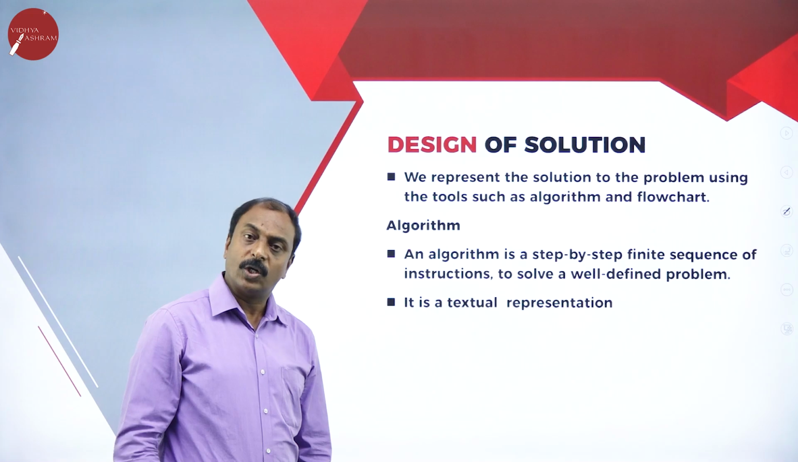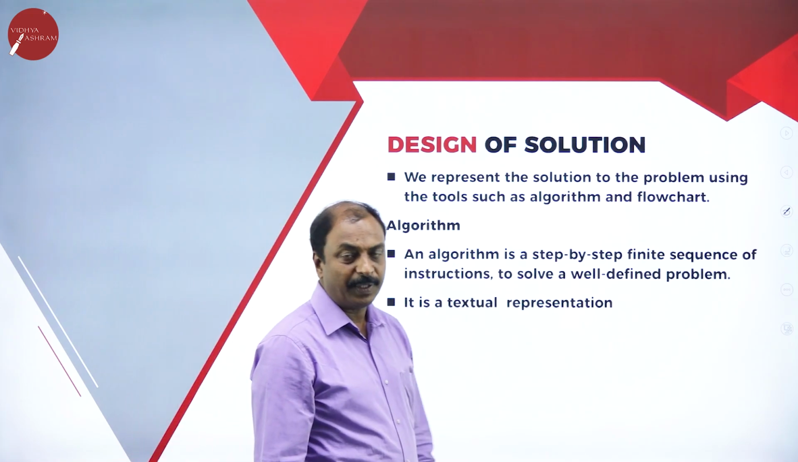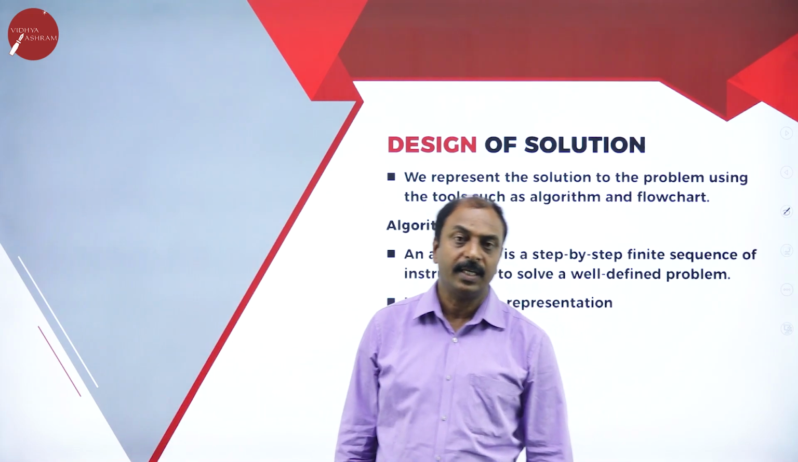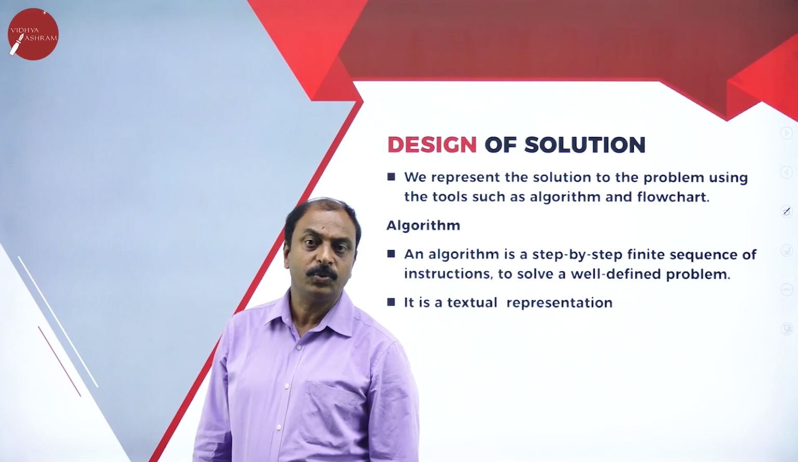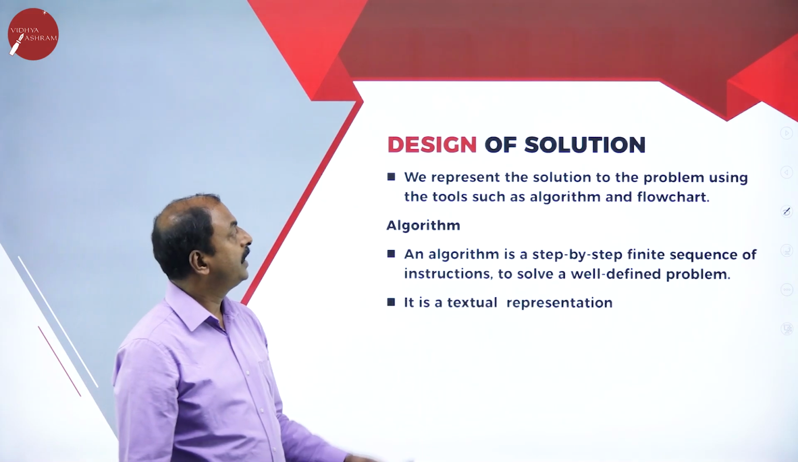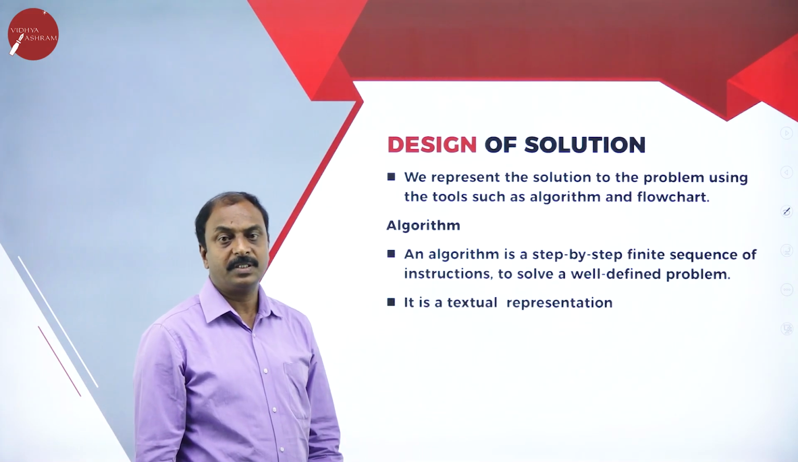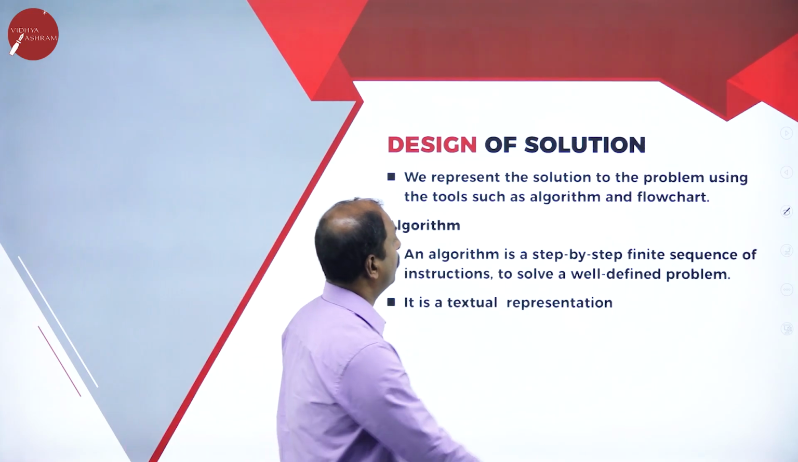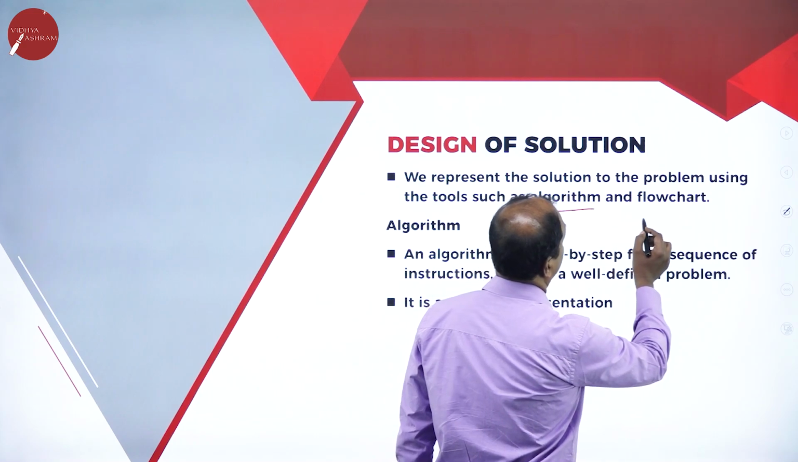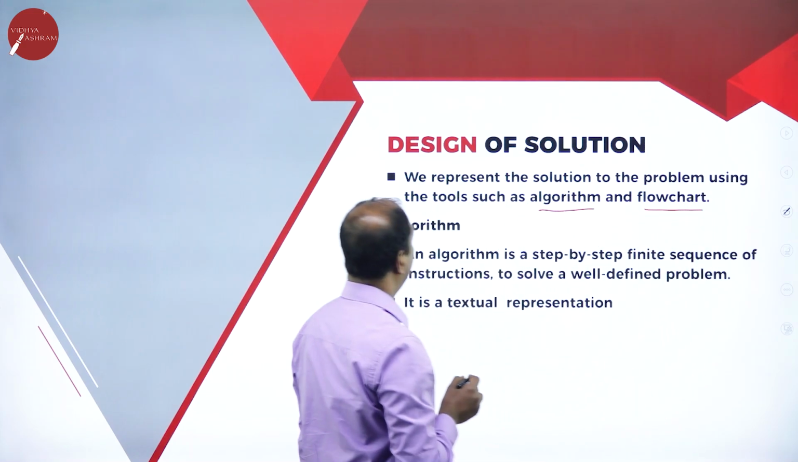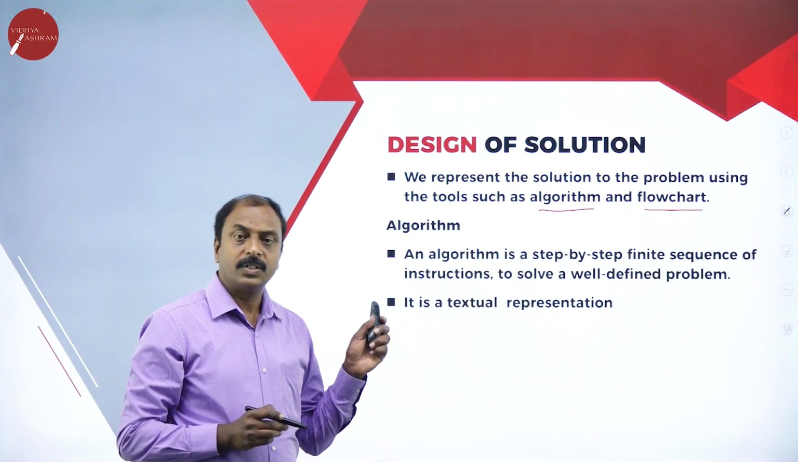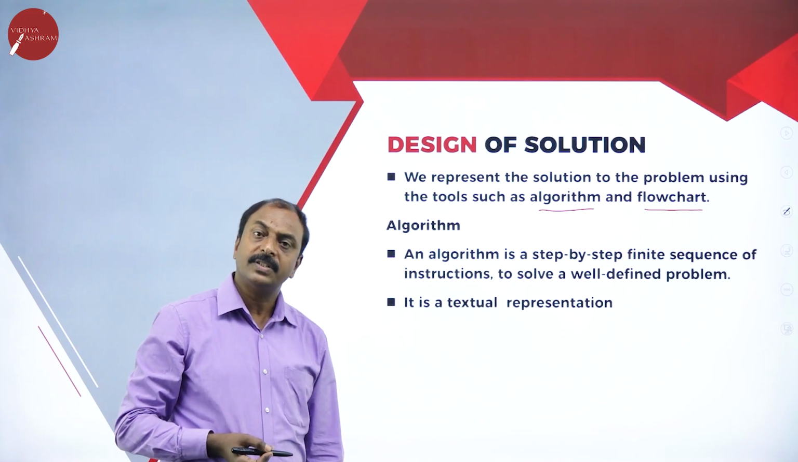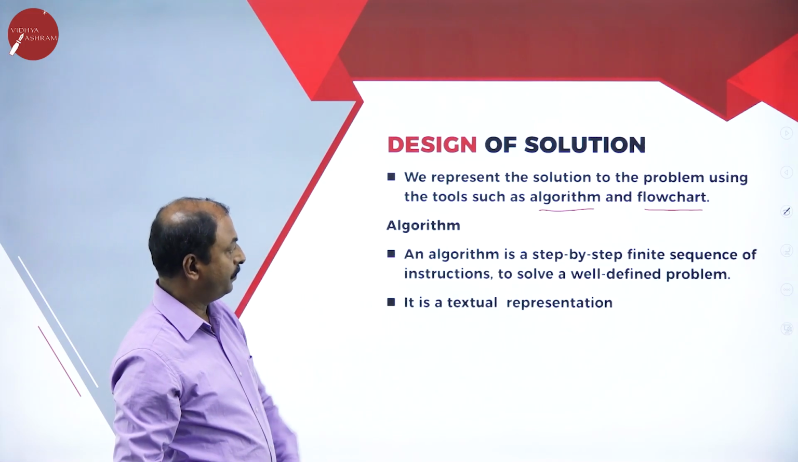Because, as all of you know, a computer is a dumb machine, it cannot understand anything. Everything depends on the user, so the user must provide these solutions. One of these is the design of the solution. Here we follow two tools, one is the algorithm and the other is the flowchart. These are the two tools for designing our solution. So what is an algorithm?